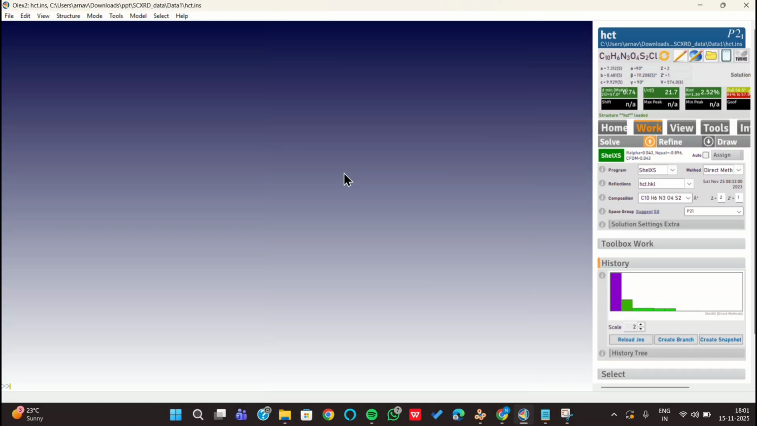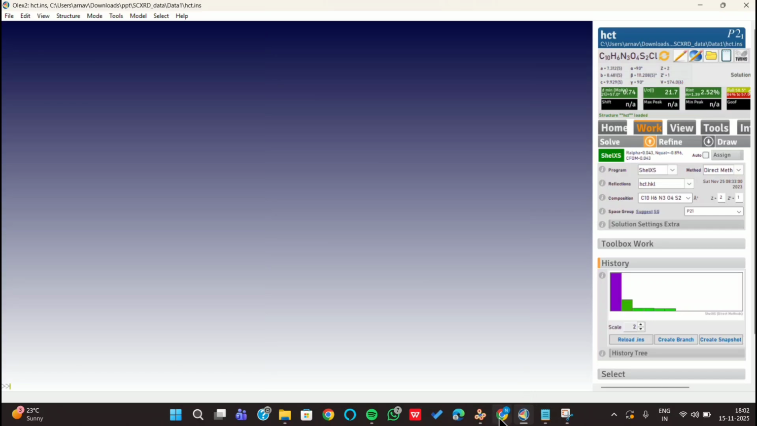Everyone, in this video I'll show you how to solve and refine a crystal structure using OLEX software. So this is the interface of OLEX and I have already opened one file which is hct.ins. In this structure the parameters are given over here, a, b, c and alpha, beta, gamma. This is the space group P21 and this is the chemical formula.